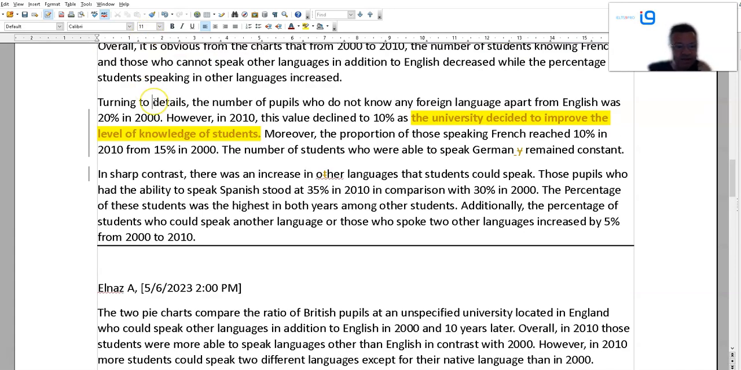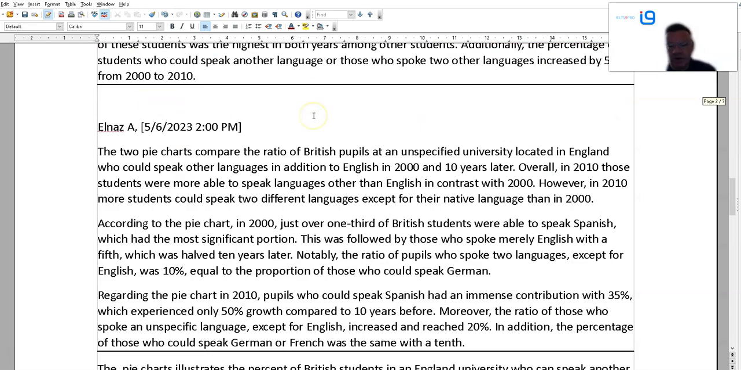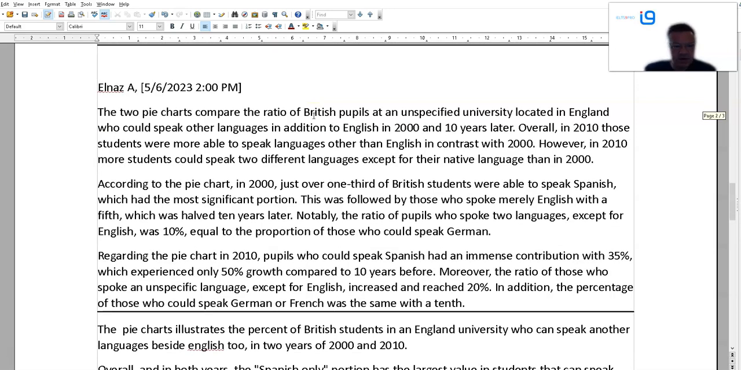Turning to details, well, I would probably put an article. The two pie charts compare the ratio of British students, British pupils in their digital English. Okay, all right, that's good. 2000 English. Right, now you see, that's good. So there's one key feature there, but what's the largest? I would have put Spanish. So that's not too bad. But still, I would have put a little bit more in.